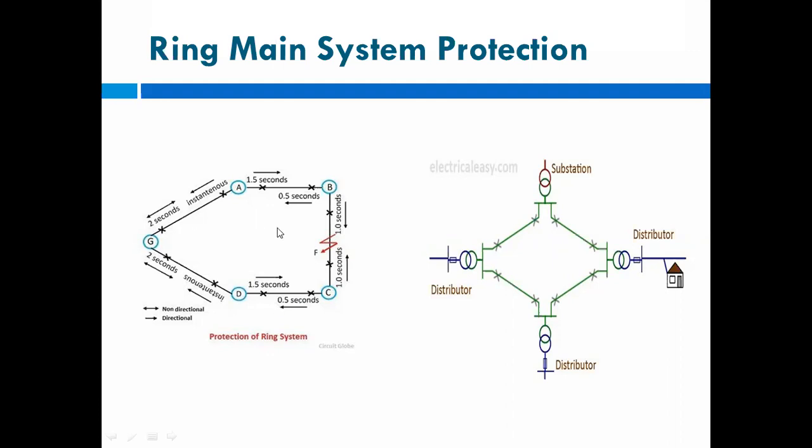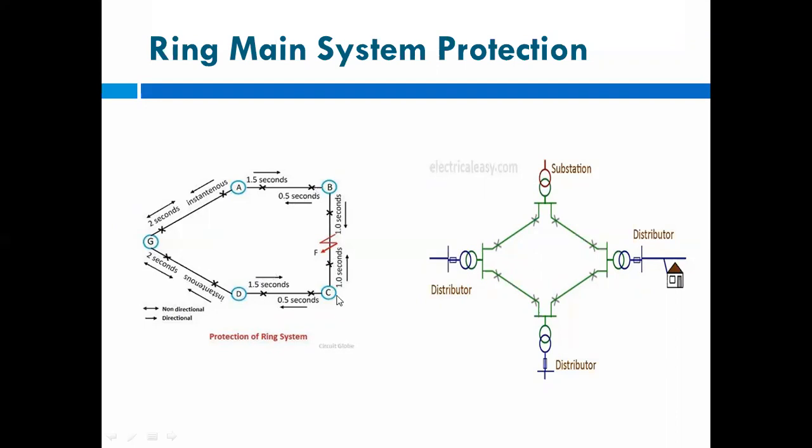Okay, so here if the fault occurs between this A and B, so where actually that fault happens, if it is near B, then the time required is 0.5 seconds. Then if it is near A, then the time required to operate relay is 1.5 seconds. Okay. So that time changes according to the distance.